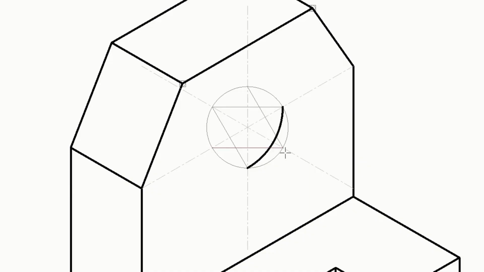Again, the second larger arc would be like this. Now coming to smaller arc, this is the center, this is the radius, this is first smaller arc, and this is second smaller arc. So the hole would look like this at the center of this wall.